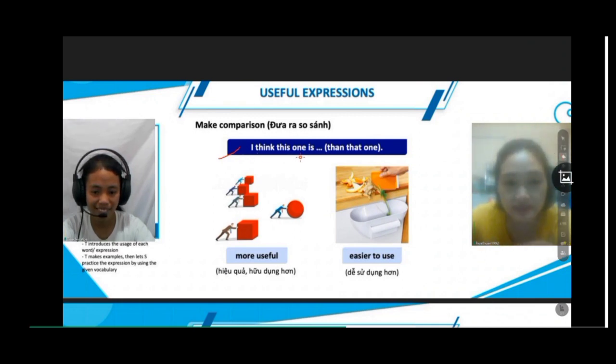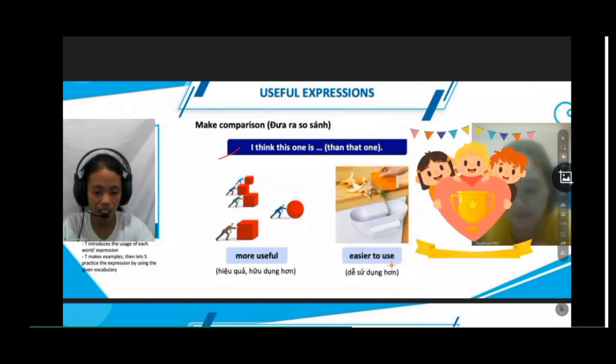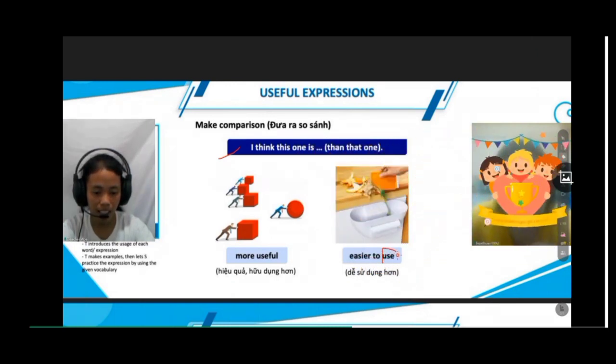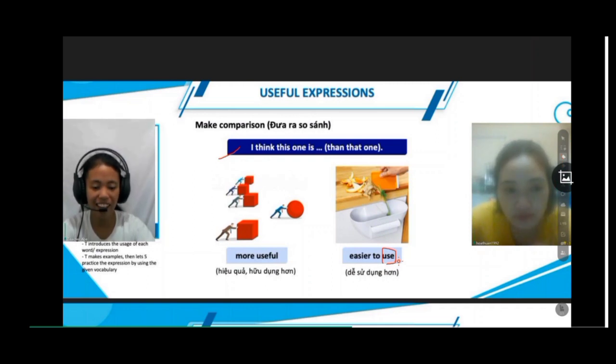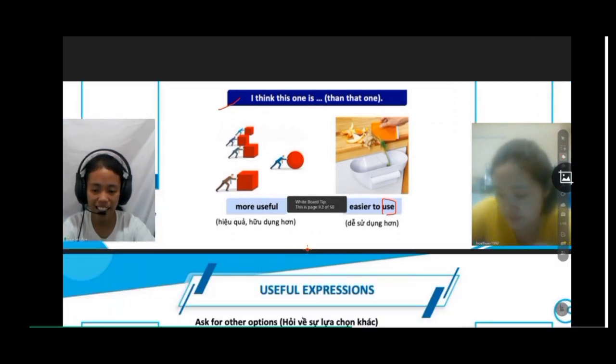I think this one is more useful than that one. I think this one is easier to use than that one. Very good. So, for that, I will give you another reward. So, here, this is pronounced as use. Use. Very good. So, let's have the next slide.